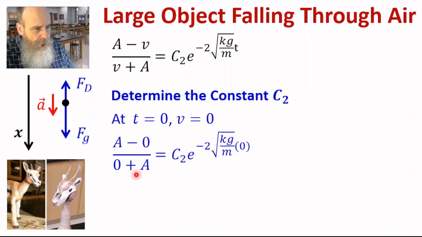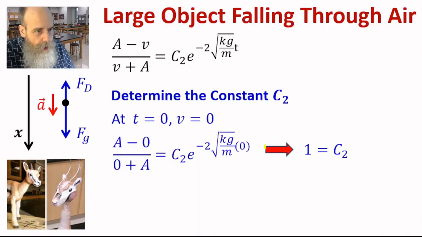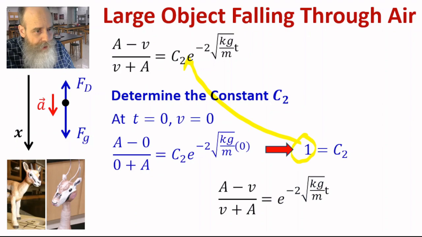A minus 0 over 0 plus a equals c2 times e to negative 2 square root kg over m times 0. This is just a over a, which is 1. This is e to the 0, which is 1. So we get c1 equals c2. So we'll put 1 into our expression there for c2, and we get this. A minus v over v plus a equals e to the negative 2 square root kg over m times t.